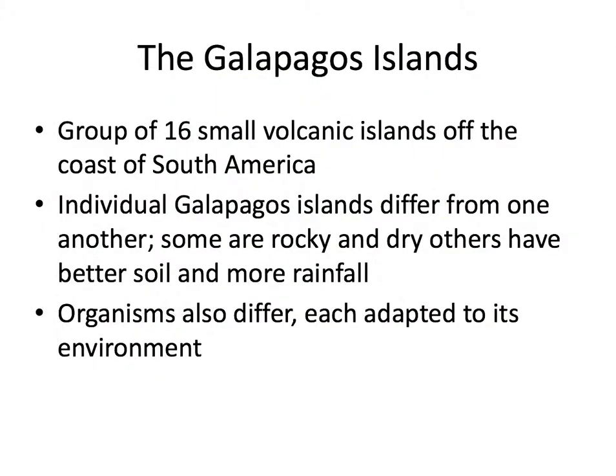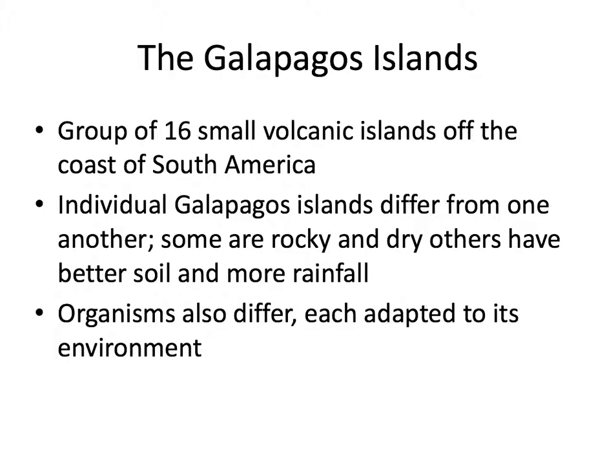The Galapagos Islands are very unique because there's 16 small volcanic islands off the coast of South America, off the coast of Ecuador. And they're unique because each island is different from the next one. Some islands are rocky, some are dry, some have good soil, some have poor soil, some have lots of rain, some don't. And not only are the islands different, but the organisms that live on them are different.